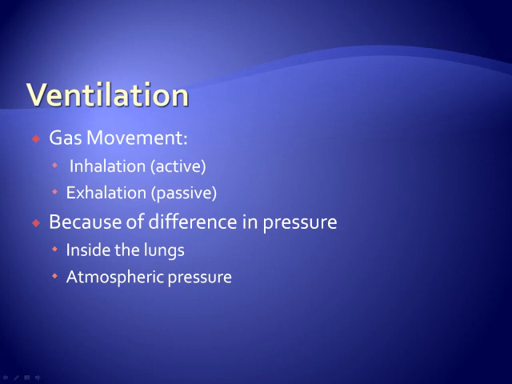Now, what happens is that gas moves in and out of the lungs, and we have ventilation because of a difference in pressure. This difference in pressure is created by the diaphragm dropping and the chest wall expanding, which generates a vacuum. It generates suction so that we suck air into the lungs. So this is the way in which we are having our normal spontaneous ventilation.